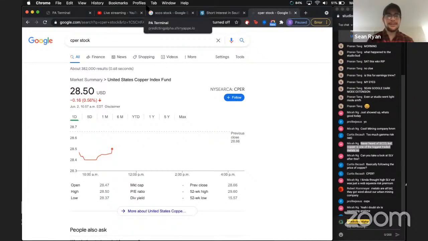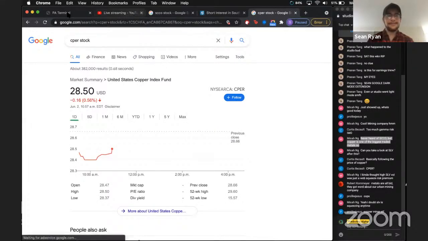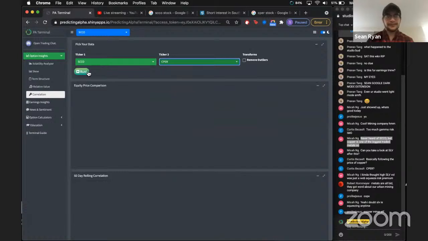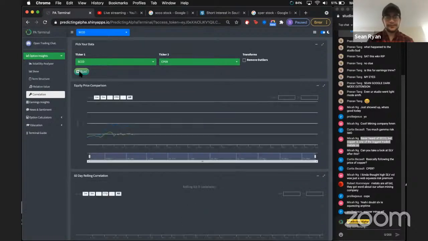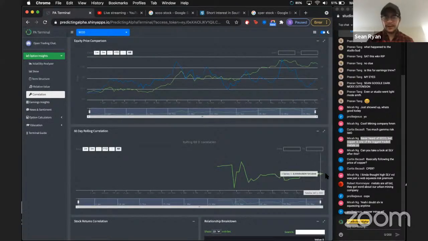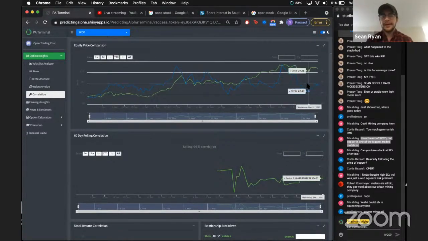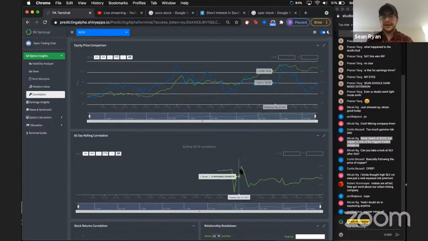Copper, CPER, we do have that. Okay, it's not really correlated. It's like 0.44. So it looks like in the last little bit especially, it was pretty correlated at one point in time over a 60-day period. But in recent times, SCCO just got absolutely smoked.